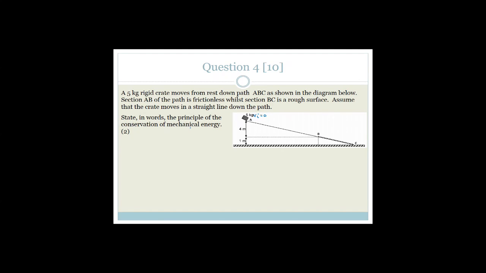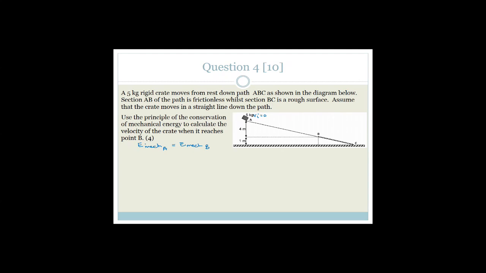So we're going to be using the conservation of mechanical energy. Now it says use the principle of conservation of mechanical energy to calculate the velocity of the crate when it reaches point B. Right, so what is the conservation of mechanical energy? It is saying that E mech at point A equals E mech at point B. The mechanical energy at A equals the mechanical energy at B. That is what it's saying.